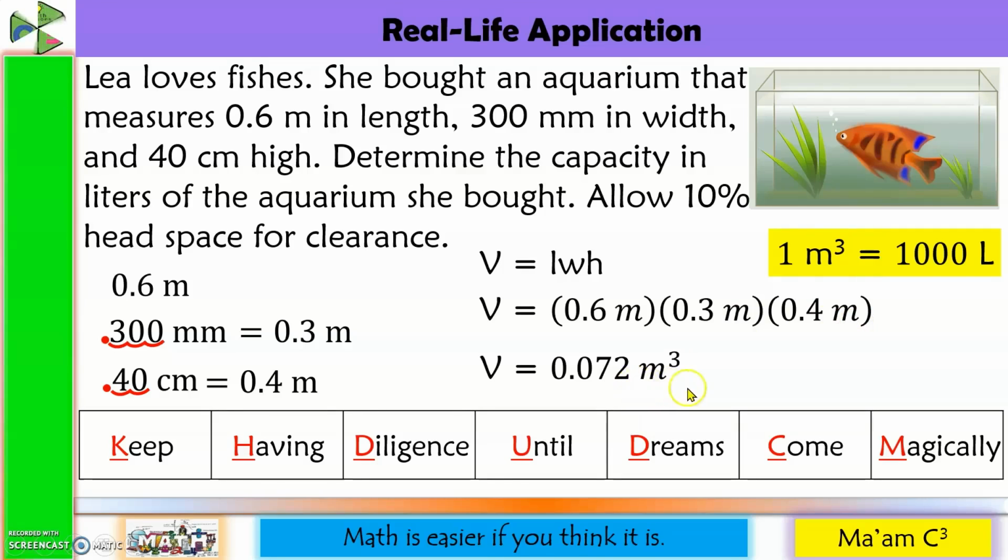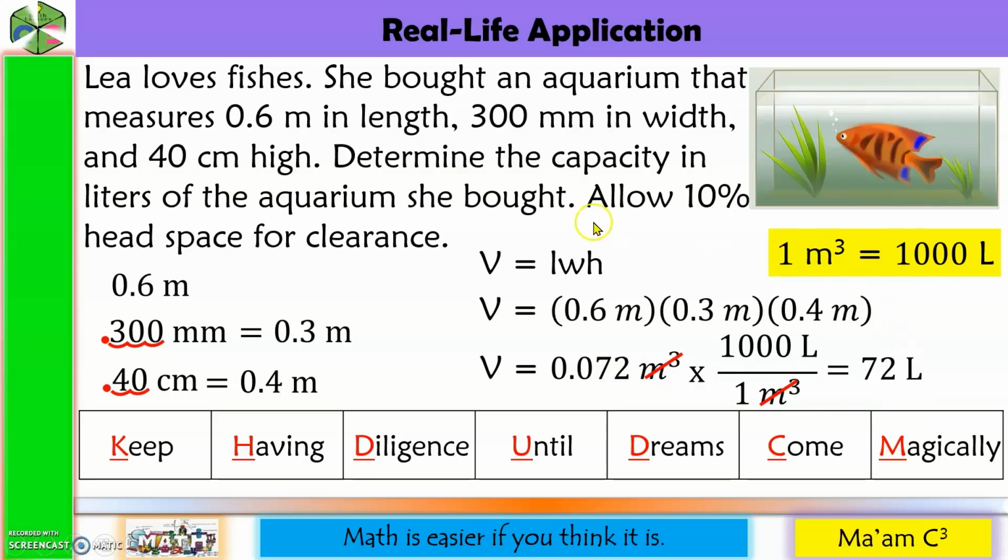Now let us convert this into liters. Cubic meter is in the numerator, so cubic meter should be in the denominator. So times 1,000 liters over 1 cubic meter. We can now cancel the cubic meter. 0.072 times 1,000. We have 3 zeros here, so let us just move the decimal point 3 places going to the right. So we have 1, 2, 3. So this is equal to 72 liters.